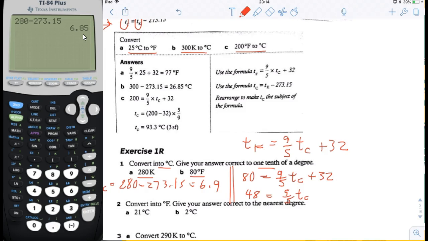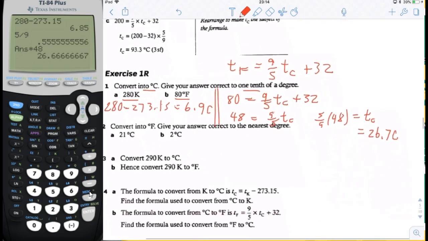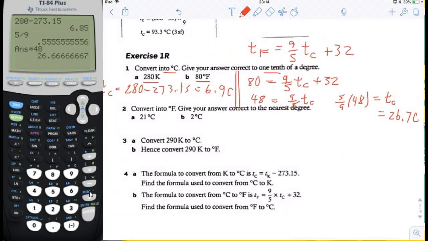Basically, if we multiply both sides by 5/9, then we're going to get the answer. We'll have 5/9 times 48 equals TC. So what is 5/9 times 48? 5 divided by 9 is 0.55555. Multiply that times 48, and that gives me 26.7. So the answer here is 26.7 Celsius, and this one was 6.9 Celsius. Okay? Alright. Number 2. Convert into Fahrenheit. Give your answer correct to the nearest degree.